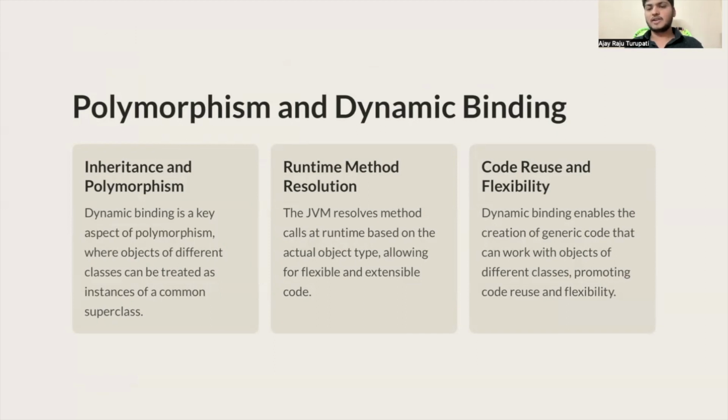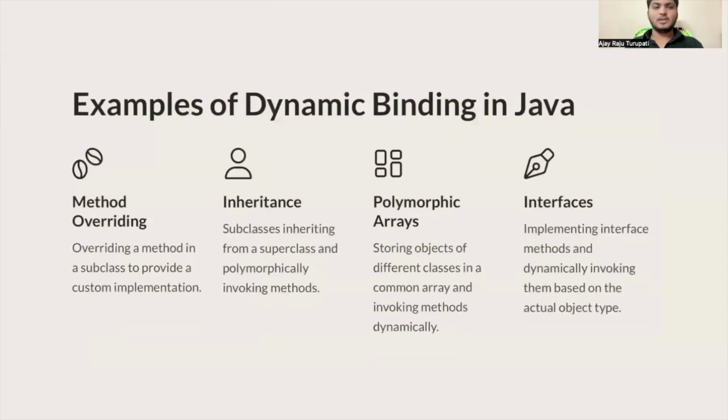Reuse and flexibility. Dynamic binding enables the creation of generic code that can work with objects of different classes, promoting code reuse and flexibility. These are the examples of dynamic binding: method overriding, inheritance, polymorphic arrays, and interfaces.